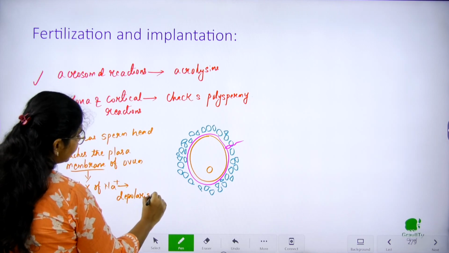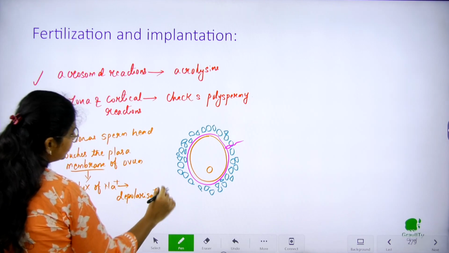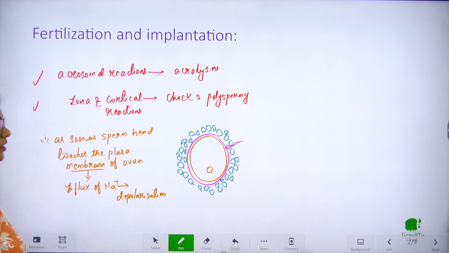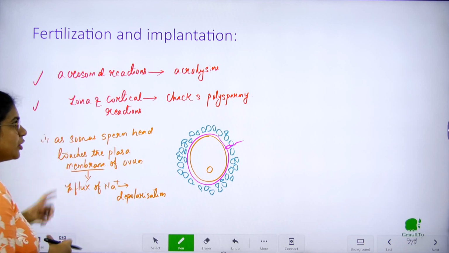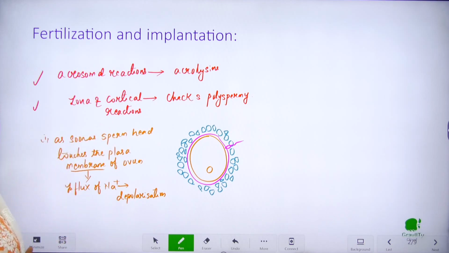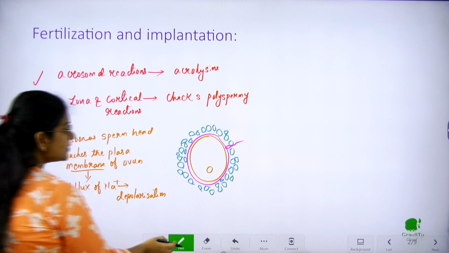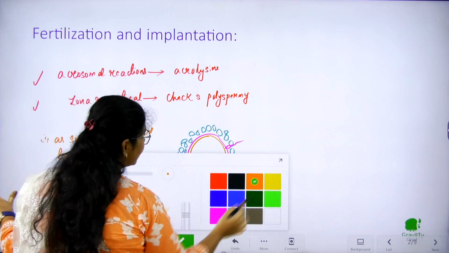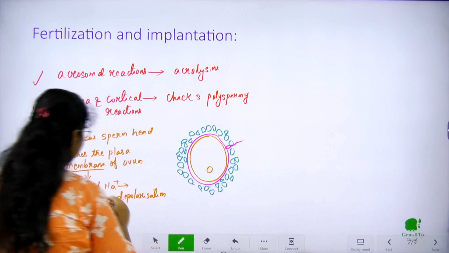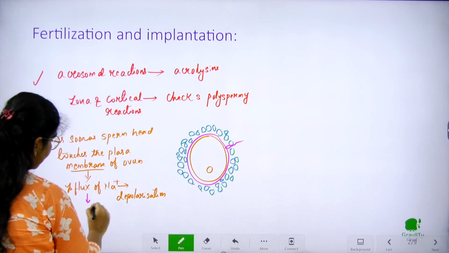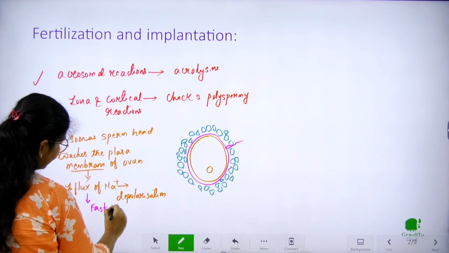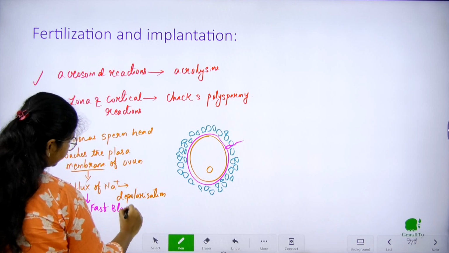Guys, this depolarization does not allow the other sperms to enter, and this happens very fast. Depolarization is very fast, and this is the first step to stop polyspermy. This is the first step, and we call this the fast block polyspermy. This entire thing is called fast block polyspermy, as it is happening very fast.